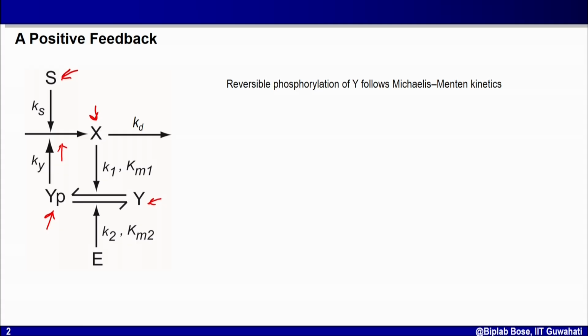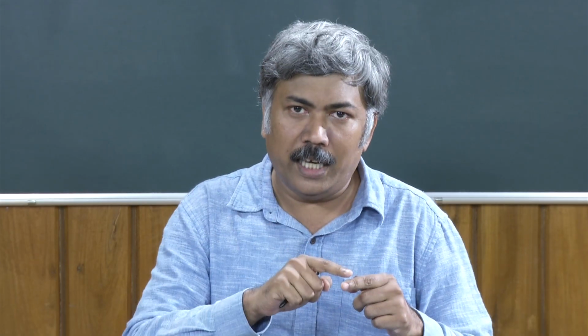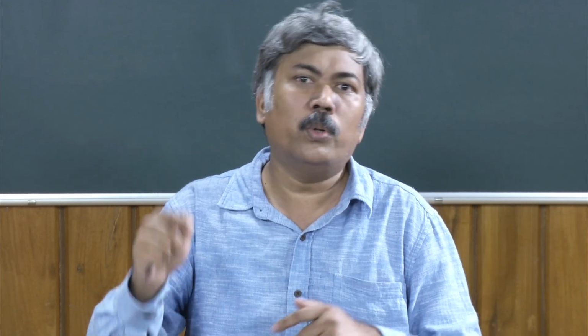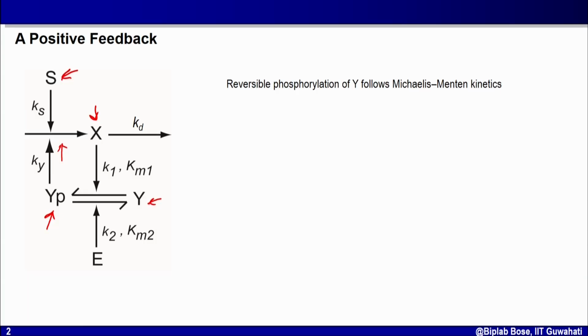So what is happening? X is produced and its production is triggered by the external signal S. X acts as an enzyme. It phosphorylates Y to YP. YP, in a positive feedback, produces more and more X. And as we know, phosphorylation and dephosphorylation are actually reversible processes in a phosphorylation signaling cascade, so YP also gets dephosphorylated to Y by a phosphatase E, which you can say is present constitutively in the system.